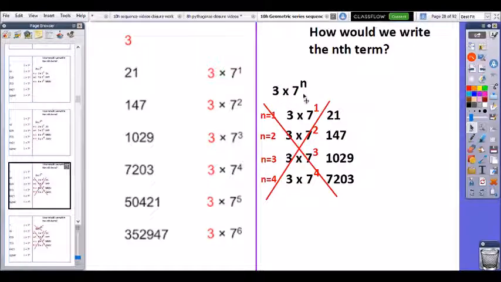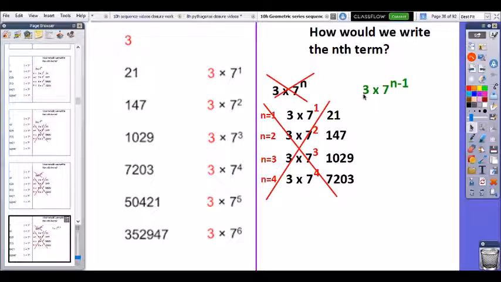So 3 times 7 to the power of n was close, but all we need to do is make a shift. I'm going to show you how you do that. Let's try 3 times 7 to the power of n minus 1. So instead of n, I'm going to use n minus 1. That's going to sort out this shift for us.